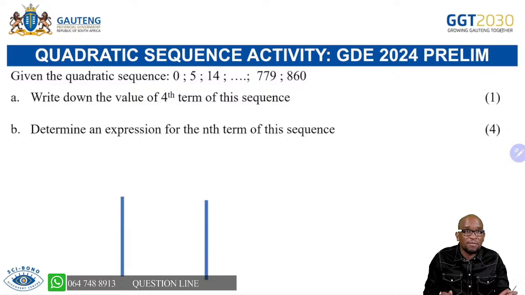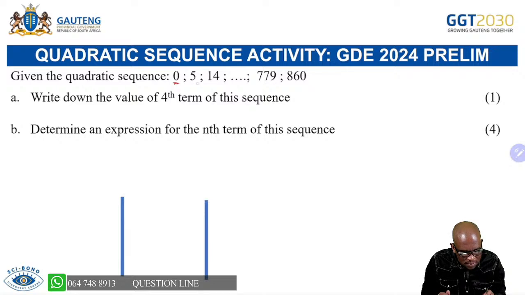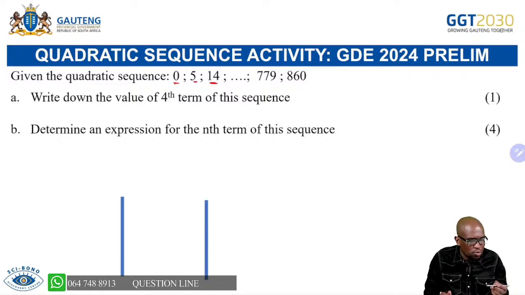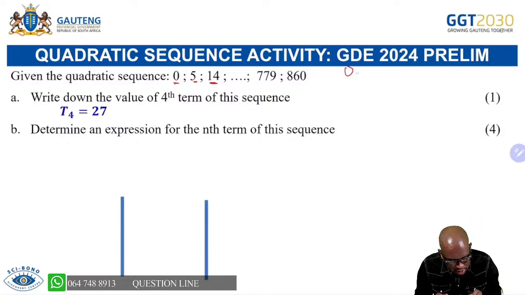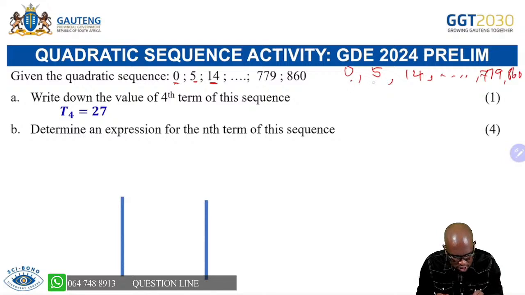Write down the fourth term of the sequence. So you can see this is the first term, this is the second term, this is the third term. So we need term number 4, and our term number 4 should be 27. You should be looking at the first difference and the second difference. Because if you check 0, 5, 14, and so on to 779 and 860, the first difference here is 5, and here the difference is 9.